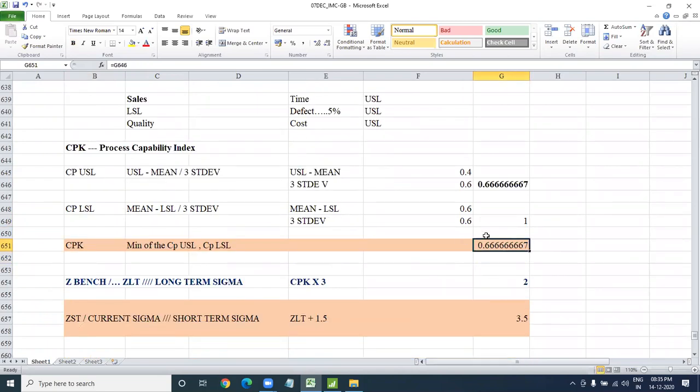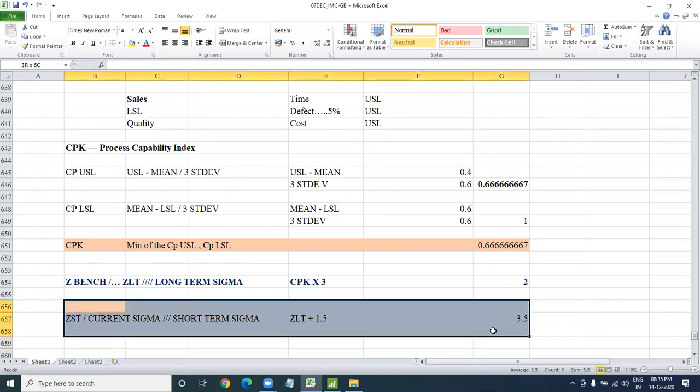And finally, when you get your CPK, you multiply that CPK by 3. You get your long-term sigma, and you have to manually add 1.5. Keep this in mind, this is a manual addition. You have to add 1.5 manually to get your current sigma level. We only report current sigma level. Whenever people talk about sigma level, they always talk about current sigma level. So keep this in mind. They're always adding 1.5 to the long-term sigma, which comes from the formula, which comes from the process, to get your current sigma level.